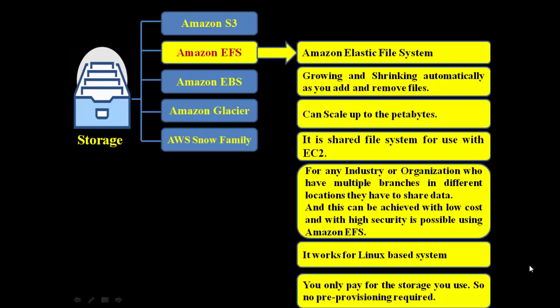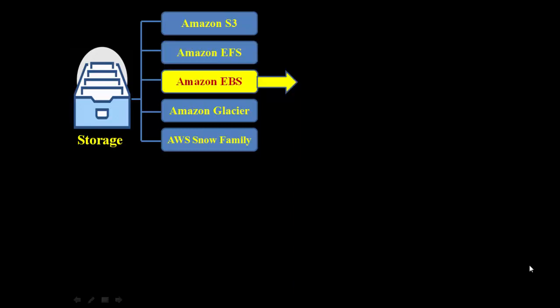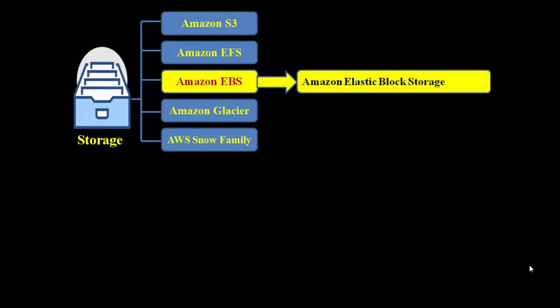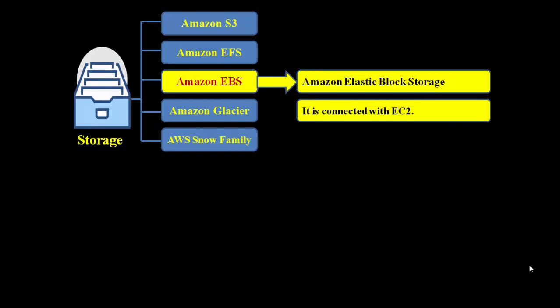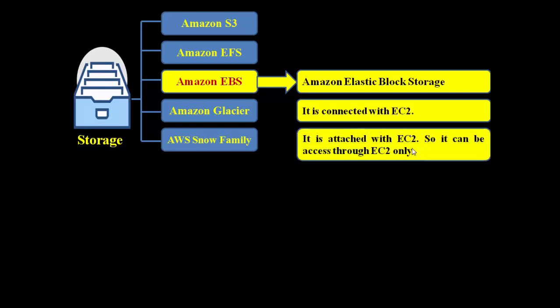Now our next storage service, that is our Amazon EBS. Here EBS means elastic block storage. It is connected with EC2. As we already discussed, EC2 is nothing but our virtual machine or virtual server. So by using AWS, once we create our own virtual server, at that time we have different options, like we can select operating system, we can select database, we can select storage. So here storage is available from the EBS. It is attached with the EC2, so it can be accessed through the EC2 only.